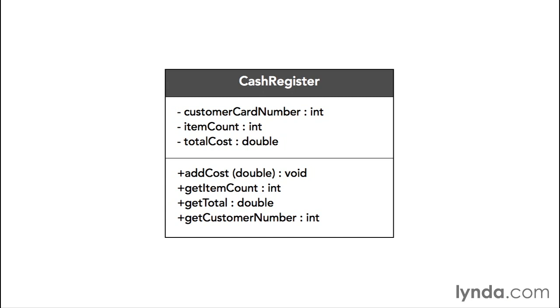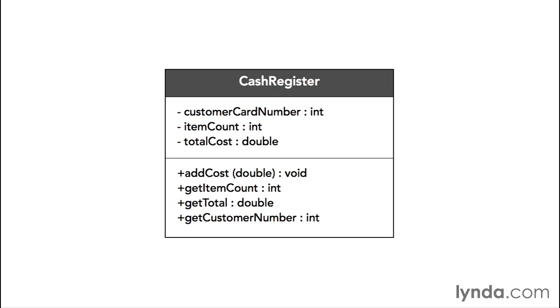They are add cost, which adds the cost of the one item scanned to the total. Get the item count returns the number of items in this transaction. Get total returns the total cost of this transaction. Get customer number returns the customer loyalty card number. For each of the variables, we indicate the data type. For example, customer card number and item count are both integer values. The total cost is a double because it contains a decimal point for precision.